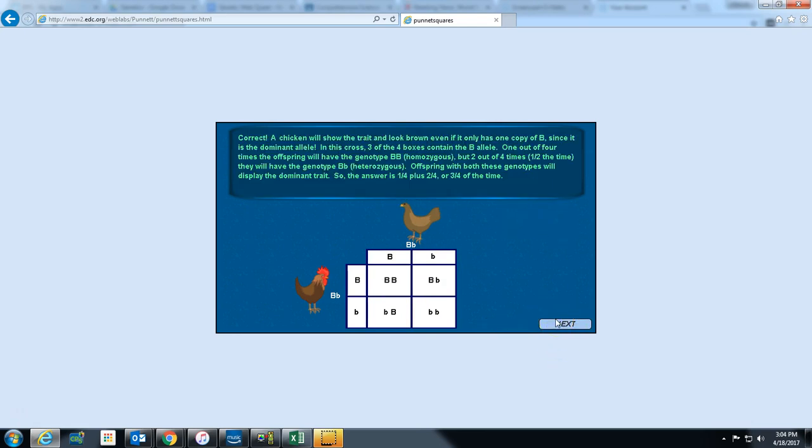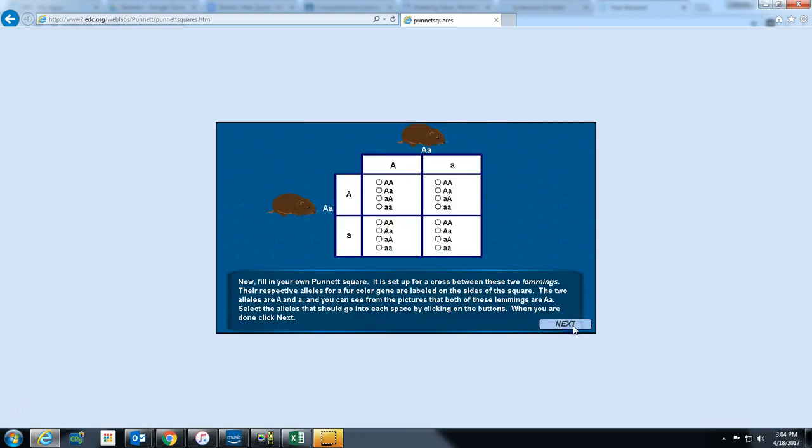So a chicken will show the trait and look brown even if it only has 1 copy of big B, since it is the dominant allele. In this cross, 3 of the 4 boxes contain the capital B allele. 1 out of 4 times the offspring will have the genotype capital B, capital B, meaning it's homozygous, but 2 out of the 4 times, or half the time, they will have the genotype capital B, little b, heterozygous. Offspring with both these genotypes will display the dominant trait. So the answer is 1/4 plus 2/4, or 3/4 of the time.